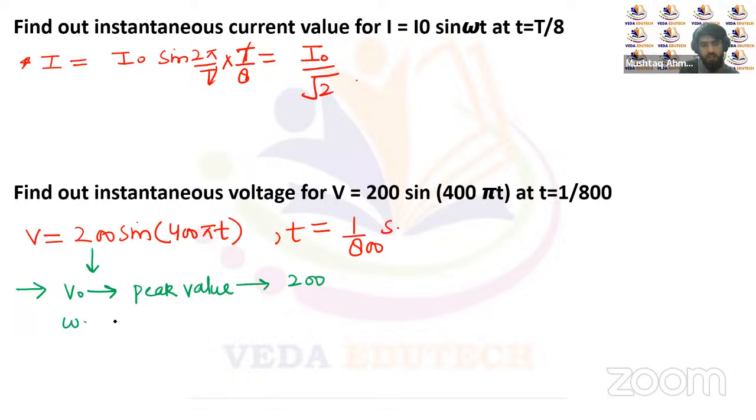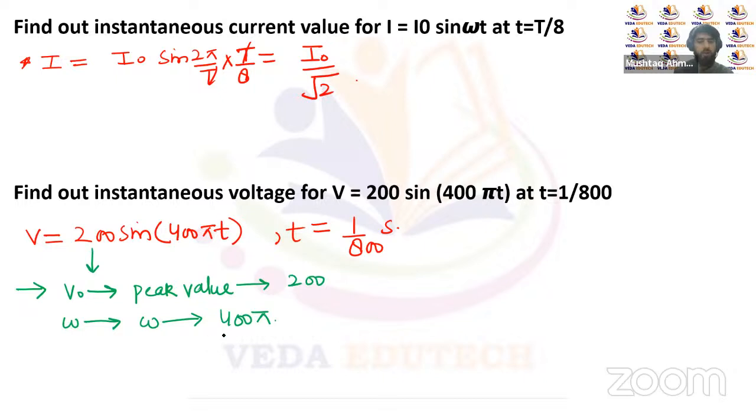And the angular frequency is nothing but, if we compare this with the general equation, V naught sine of omega t, the omega value by comparison will be equal to 400 pi. So 400 pi is the omega.